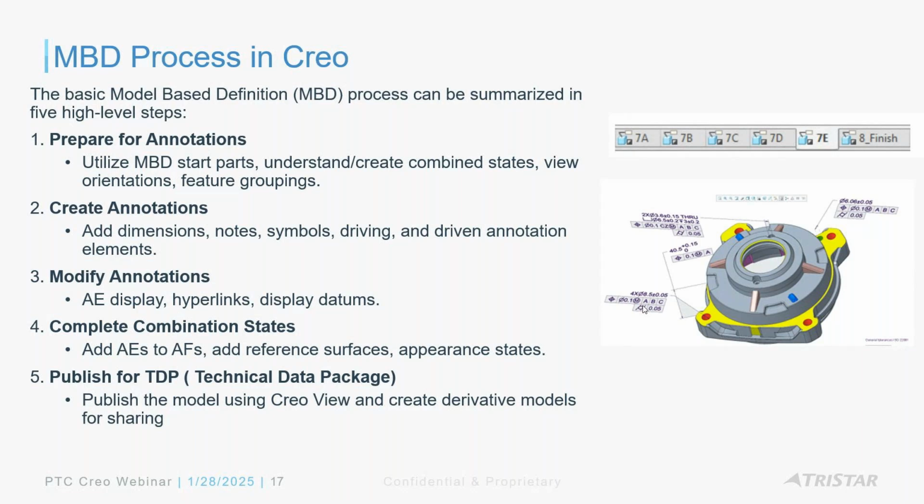Both parts and assemblies are supported. And then you modify those annotations. You may create annotation elements or annotation features. I prefer annotation features to better organize them in my tree, right? And I'm able to copy and paste them. And there are different ways to create those annotations, right? As part of a feature or as its own little independent element. And then finally, you want to publish this as a technical data package.